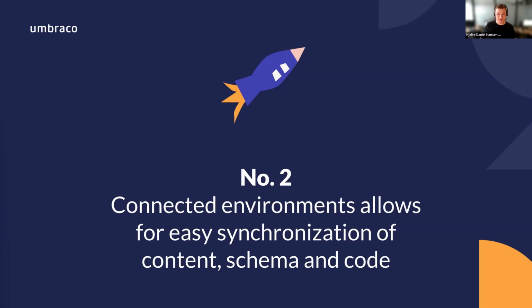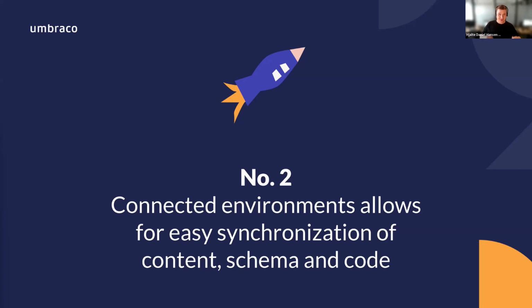And that means that we're onwards to the number 2. So we are getting to the end of our list. But this is truly another cool feature about Umbraco Cloud. We've been touching a little bit on the ability to have multiple different environments in Umbraco Cloud, and to have a pipeline that you can actually push all of your changes through. So the number 2 is really about the connected environments that allow for easy synchronization of content, schema, and code. It's really anything that goes into your Umbraco Cloud project that you can have pushed through this pipeline.